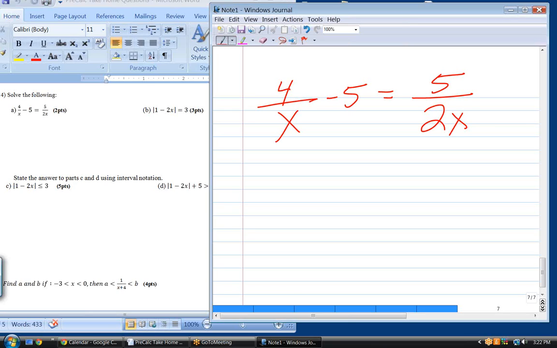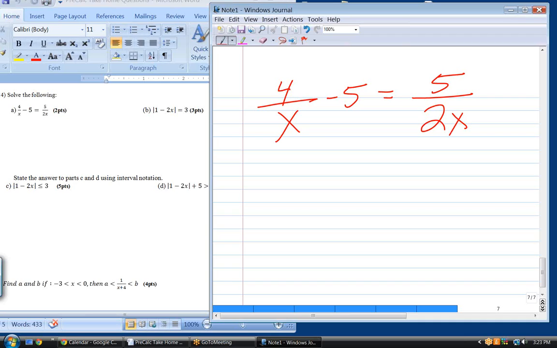What's the first step that I want to do? Get rid of the fraction? Yeah, I love that answer, because my first step in solving any equation that has a denominator in it is generally to get rid of the denominator, which is getting rid of the fraction. What can I do to get rid of the fraction?